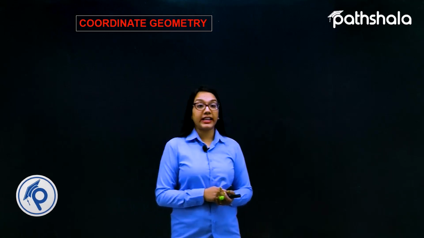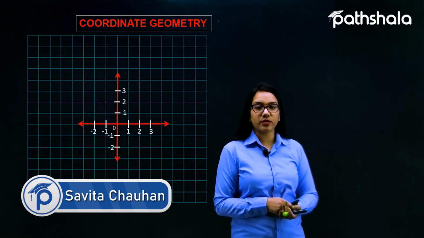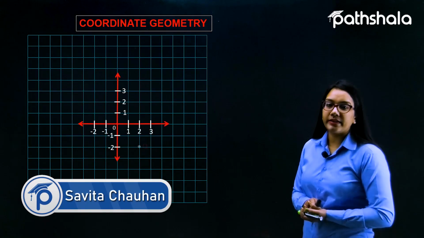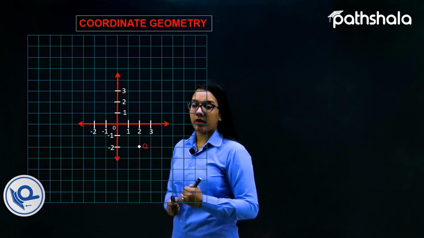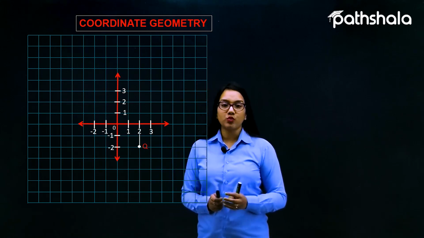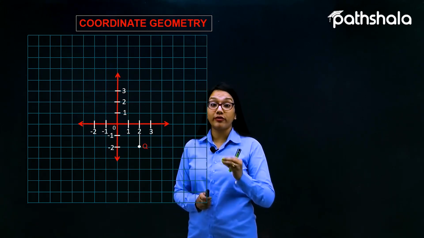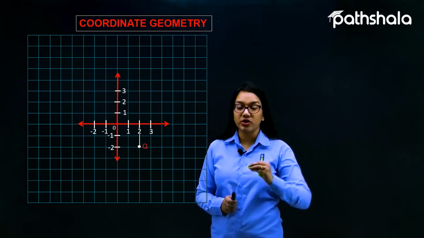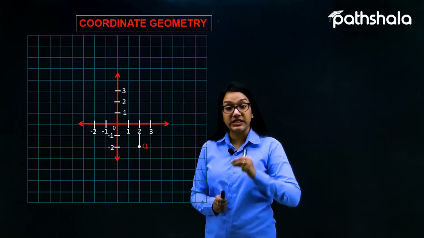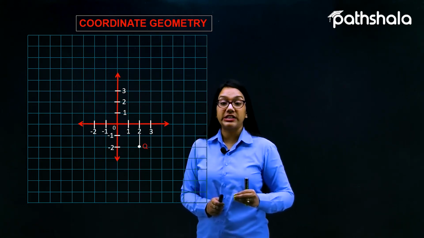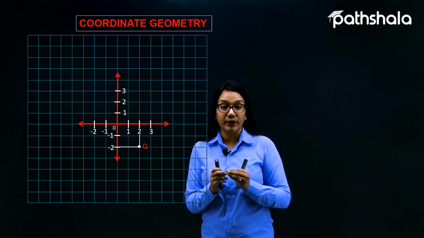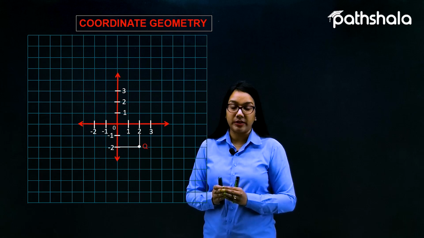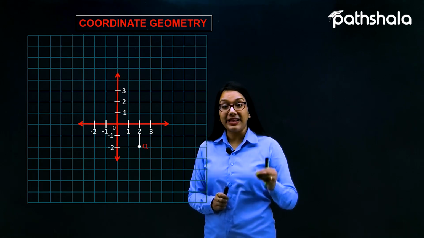Now let's take another example. Suppose we have this particular point Q in a particular plane, and we want to find the coordinates of this point Q. So we have to look at its distance from the x-axis and its distance from the y-axis.